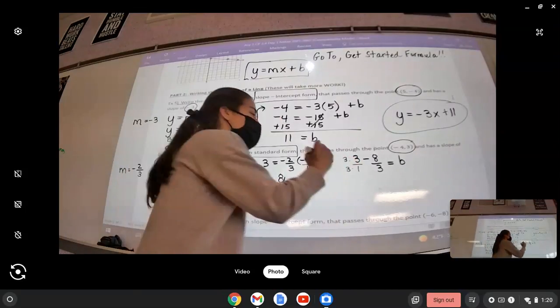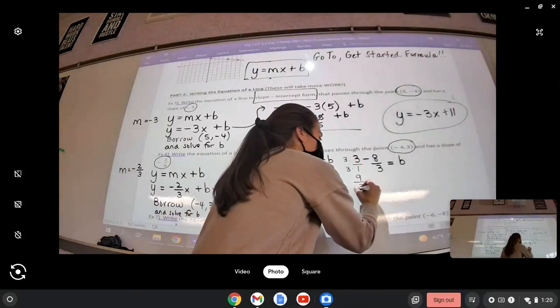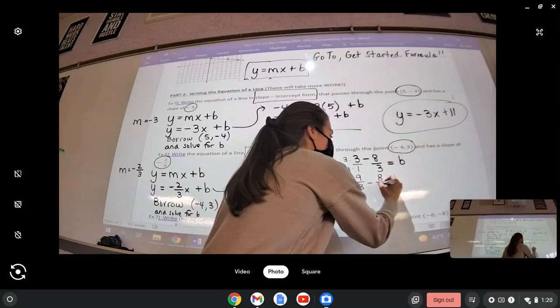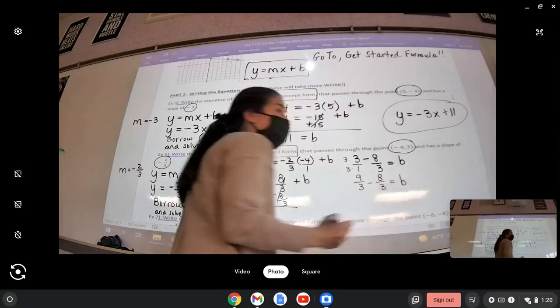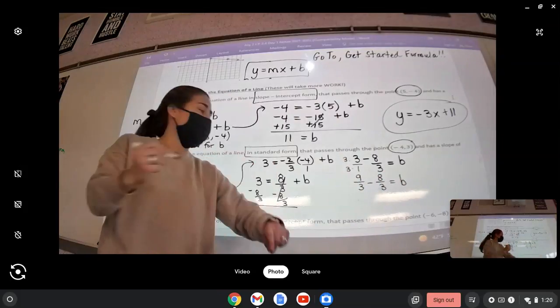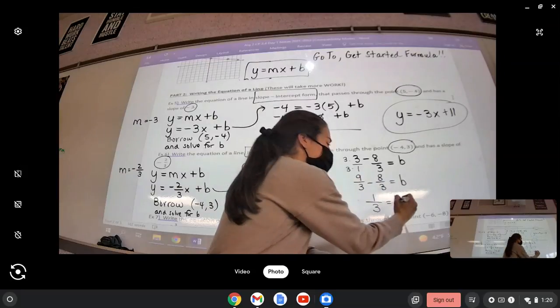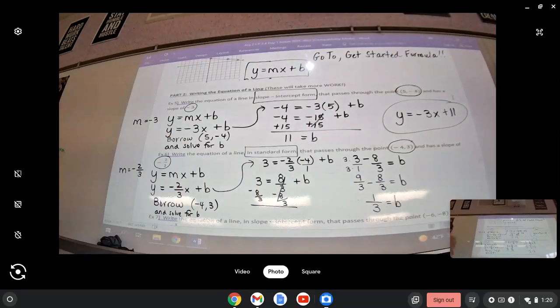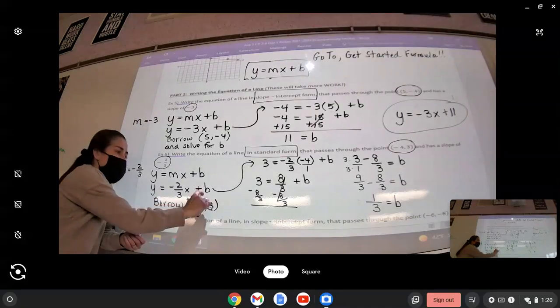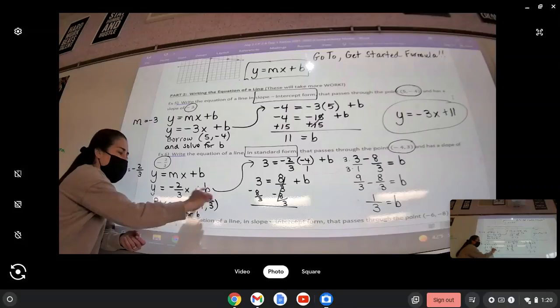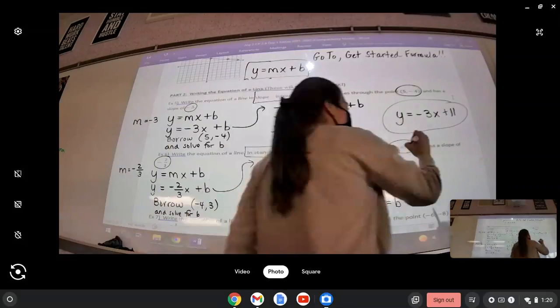So I'm actually going to get 9/3 minus 8/3. And then at the end of the day, what's 9 minus 8 on top? 1 over the common denominator of 3. b is 1/3. So that's the missing y-intercept from this problem. All you've got to do is come back here and pop 1/3 in for b, and then that'll be your equation.